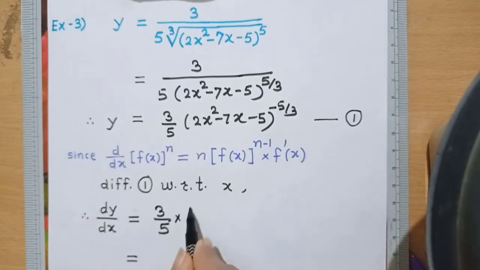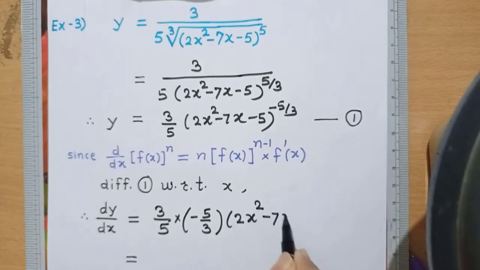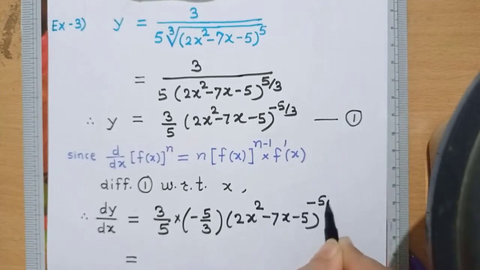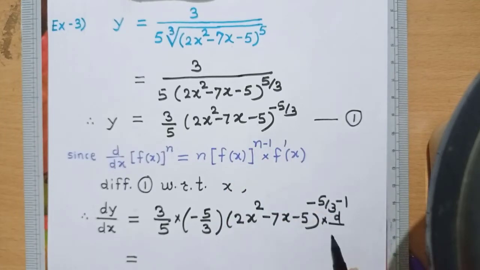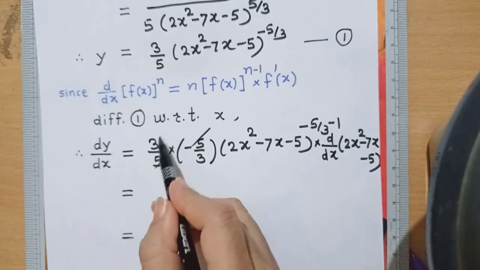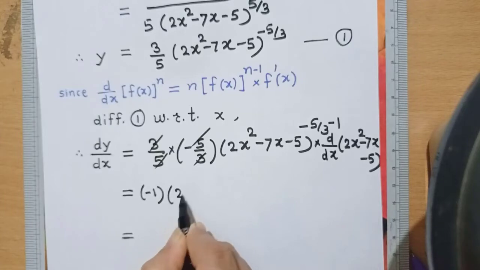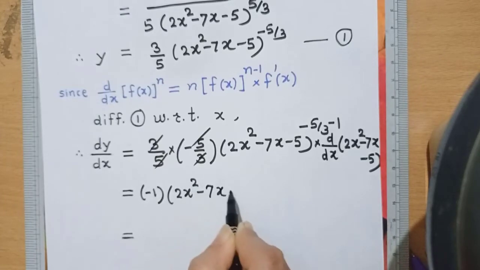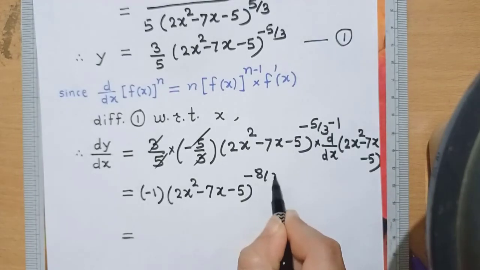n means multiply by minus 5 by 3, f(x) raised to n minus 1 means minus 5 by 3 minus 1, and again derivative of this, so d by dx of 2x square minus 7x minus 5. Now again simplify. 5 gets cancelled, 3 gets cancelled, minus 1 here. This is 2x square minus 7x minus 5, raised to minus 5 by 3 minus 1, which is minus 8 by 3.